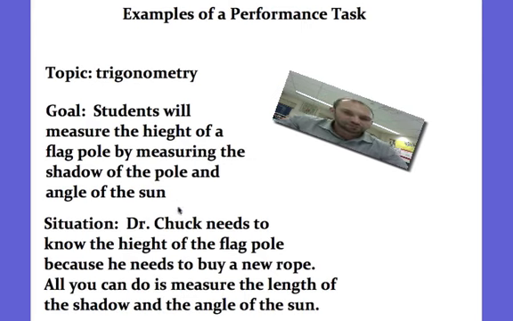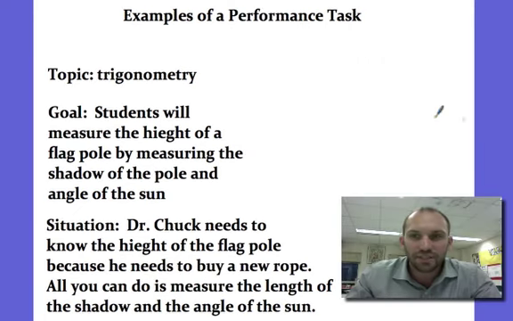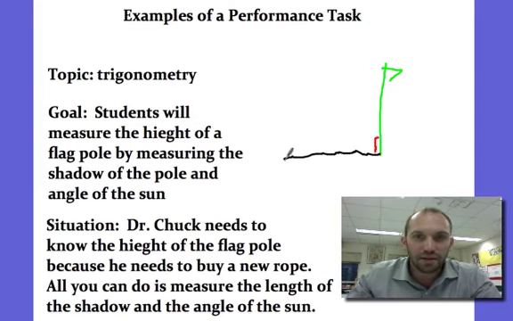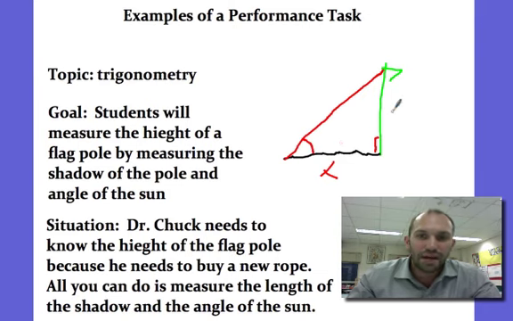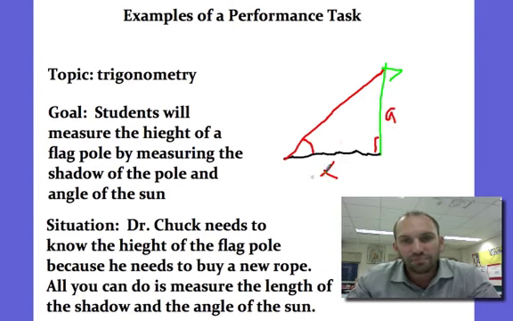Here's the situation. Dr. Chuck, he's my audience, needs to know the height of the flagpole because he needs to buy a new rope. All you can do is measure the length of the shadow and the angle of the sun. Well, to show you guys, this is the deal. This is the pole with the flag, and then here's the shadow. So if we take trigonometry, we realize this is a right angle, and we have a right triangle here. And if we find the measure of this angle and the length of this shadow, I can use tangent.